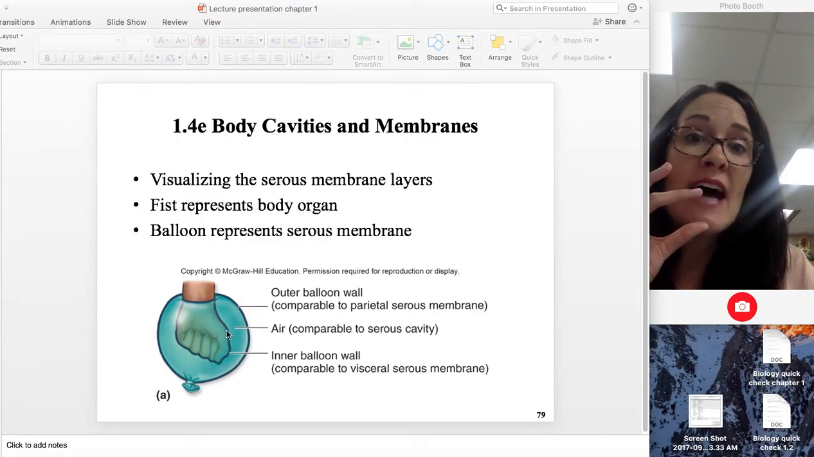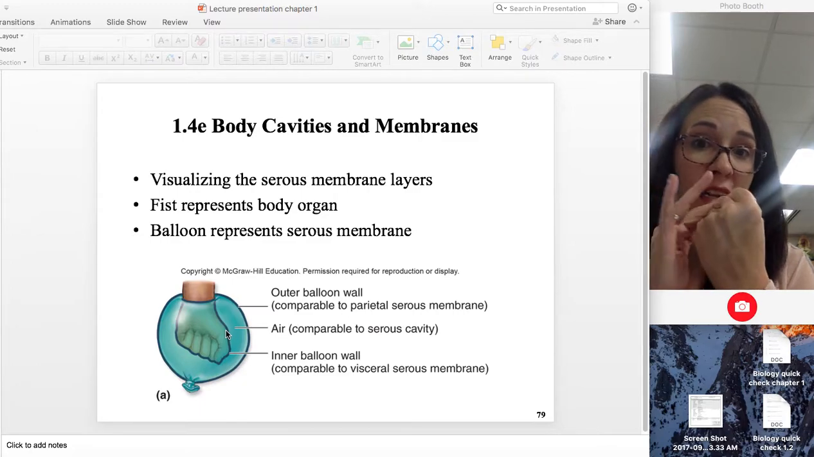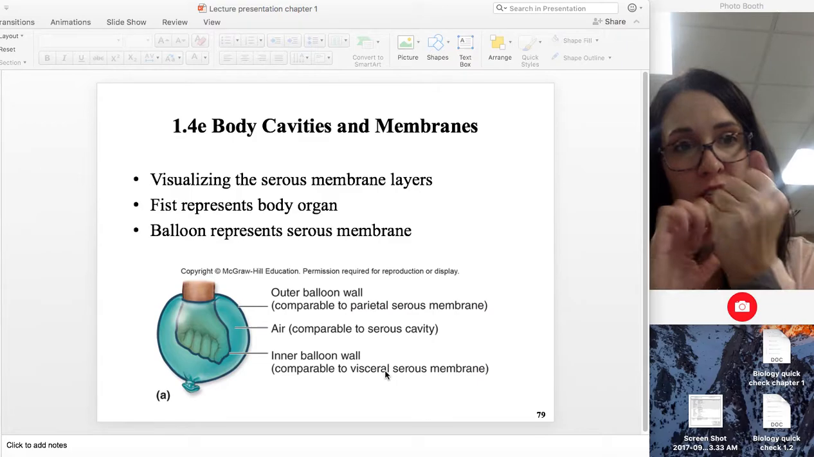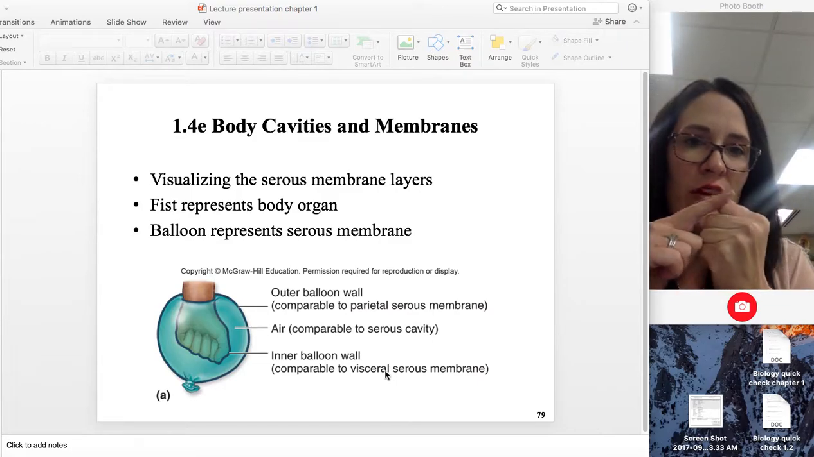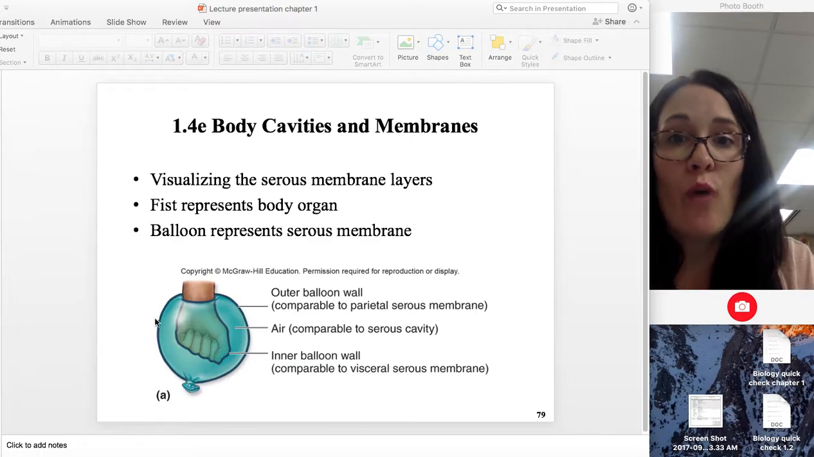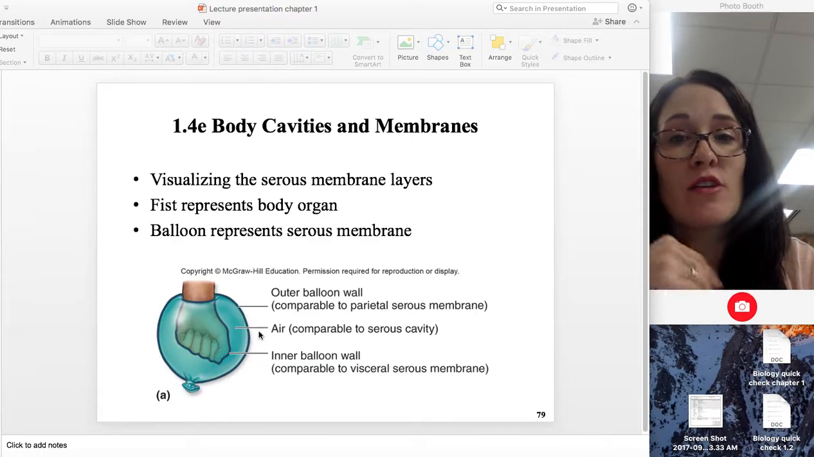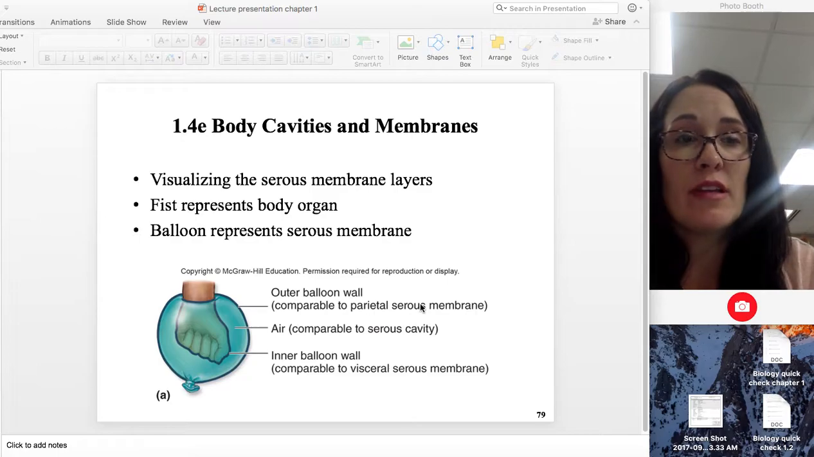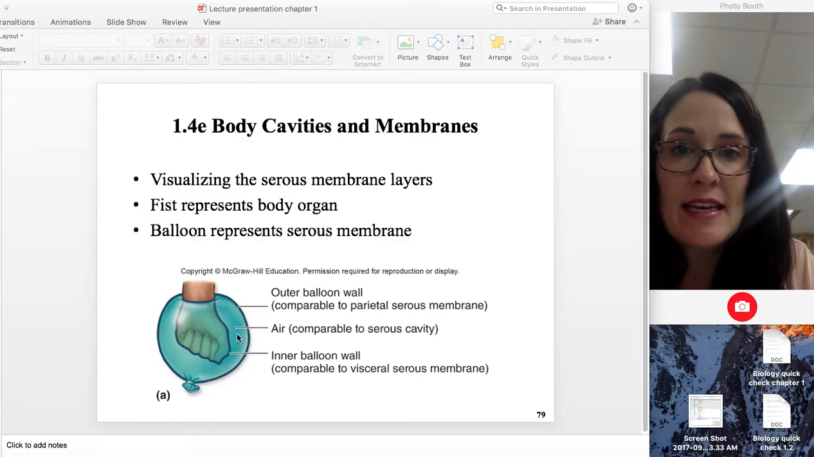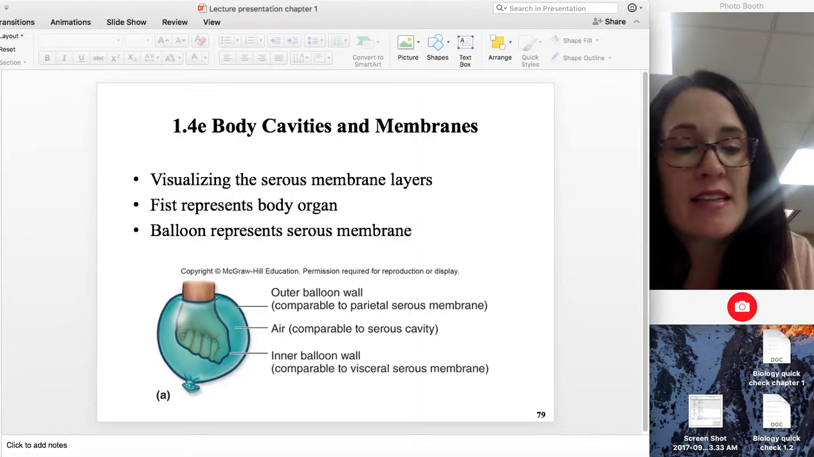The lining tied up against this organ, like skin on a grape, is the inner balloon wall. That is your visceral layer, around the viscera, the organ. The other layer of the balloon, the outer wall of the balloon, is your parietal layer. So we got visceral layer, parietal, and the serous cavity that contains the serous fluid.